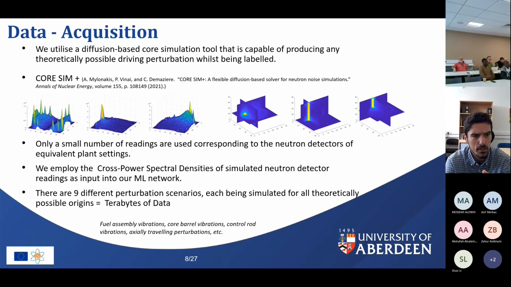Now here you can see in these figures some very simplistic illustrations of the perturbations in the reactor core. And it's fair to say that most of the data that we use as part of this project, and of course I'm going to mention later that we also use some real-life data, but when it comes to the simulated data, nuclear reactor physics is a domain where everything is very well documented.